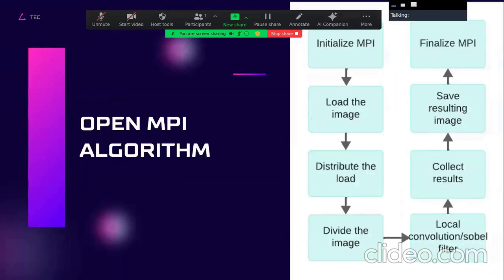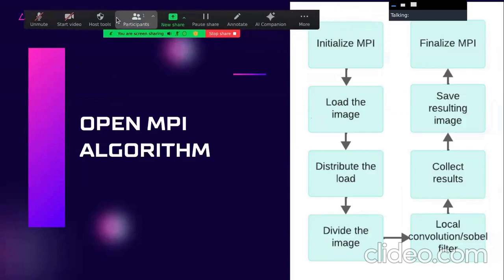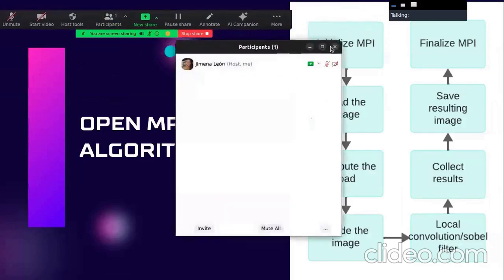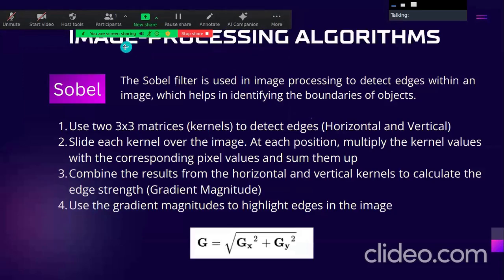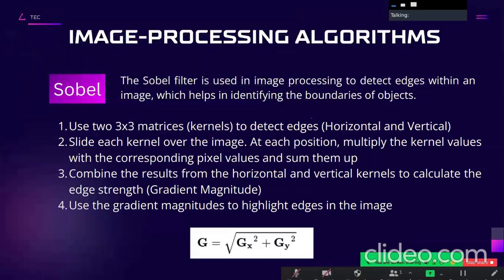Our image processing algorithm uses MPI to parallelize tasks across these nodes. Here's how it works. First, MPI is initialized and the master node loads the image. Then the master node calculates the number of image rows each node needs to process and sends the data to each node. Each node then applies either a convolution or a Sobel filter to its part of the image, and the master node collects the processed parts, reassembles the image, and saves the final result. Then MPI is finalized.